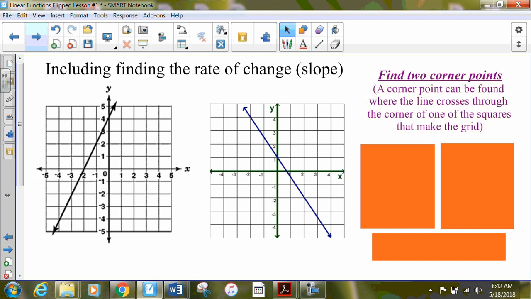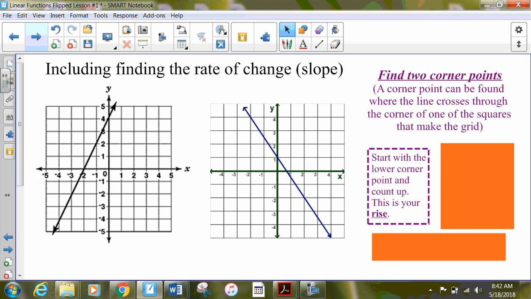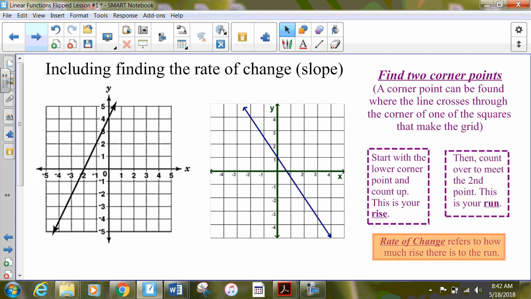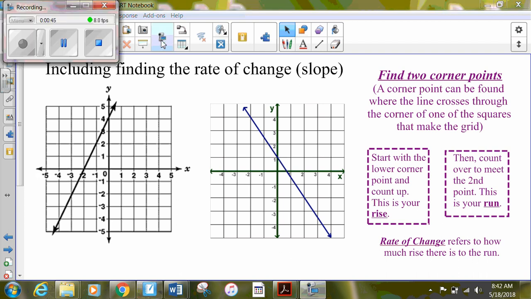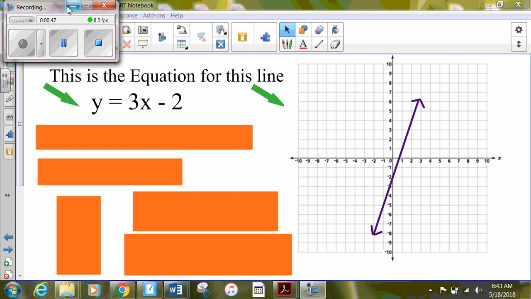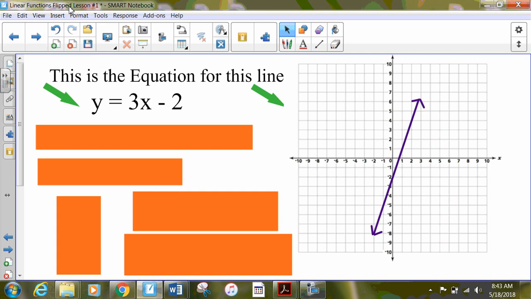We talked about how to find corner points and how to find the rise, how to find the run, and what rate of change refers to. For today's lesson, we're going to be looking at the equation that matches with lines. The equation, when it's in this form, slope-intercept form, which don't worry about that right now, gives us the rate of change. The rate of change can always be found as the number in front of the x.